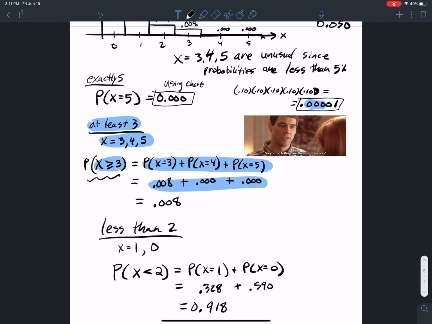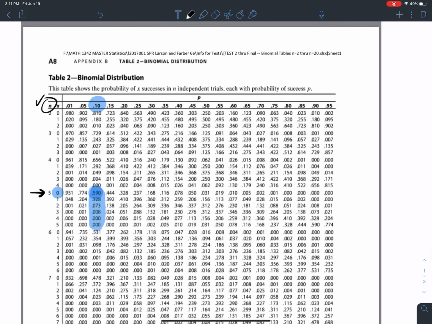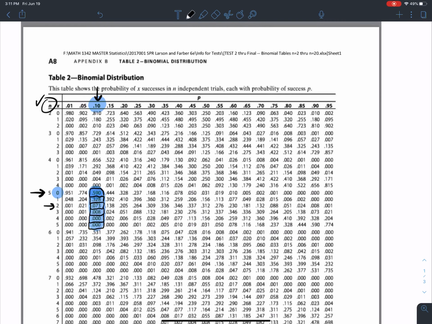So use the chart when you can. To use the chart, you need to know your n first, then pick out your x, and from there, you look at your p-value, your probability of success, that tells you the column, and then you figure it out, okay? And 3 decimals should be good enough. The problem comes whenever you've got a probability like 0.32. If you look at this, you have 30 and then 35, so there's no 32. So if that's the case, then you have to use the formula.